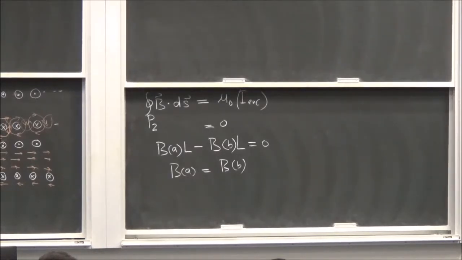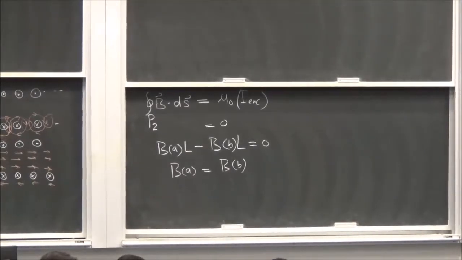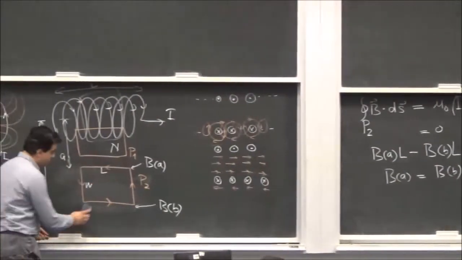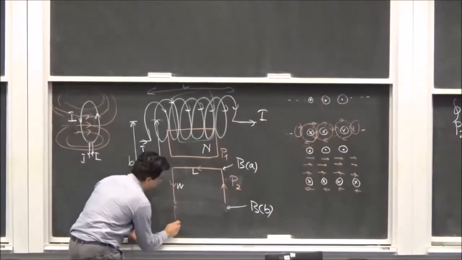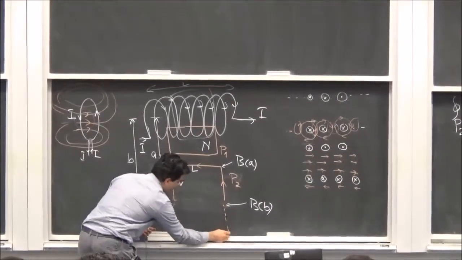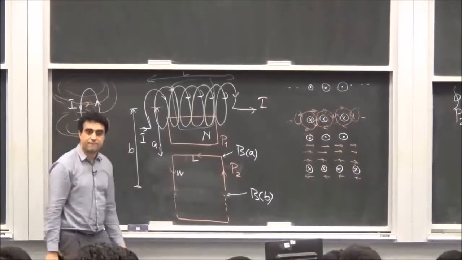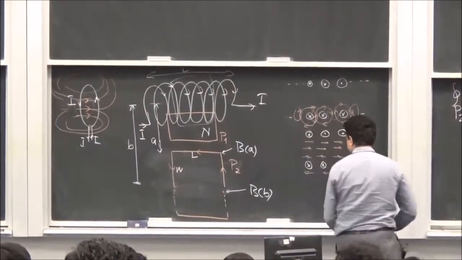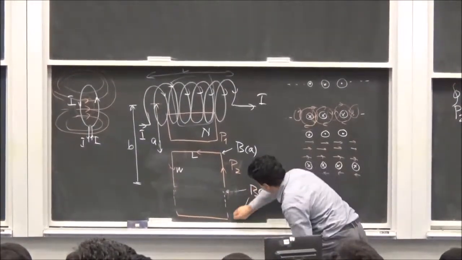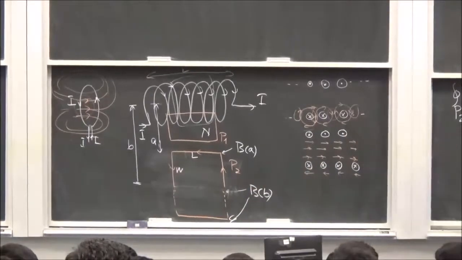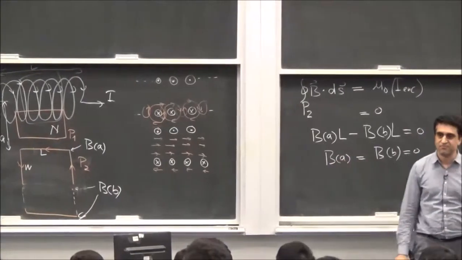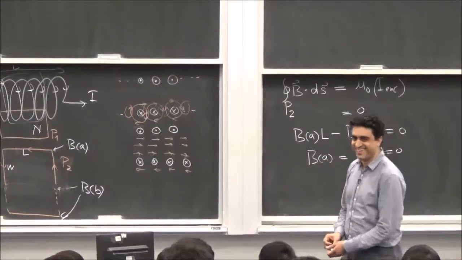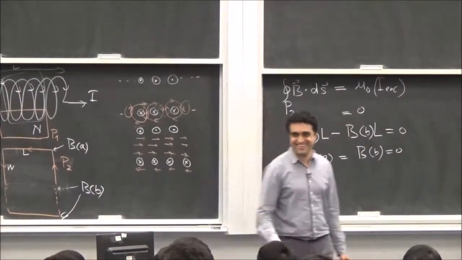Yeah. So this is an arbitrary path which I have chosen. What if I take this second part an infinite distance away? True? What would be the magnetic field at this B point now? 0. If this is 0, then A is 0.